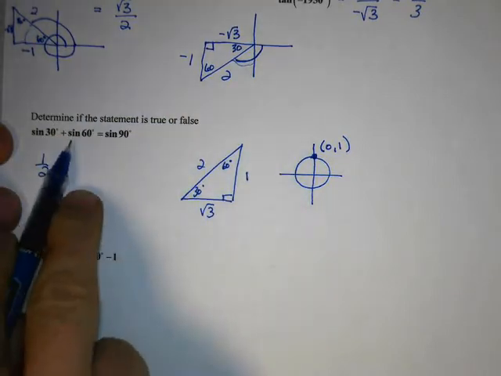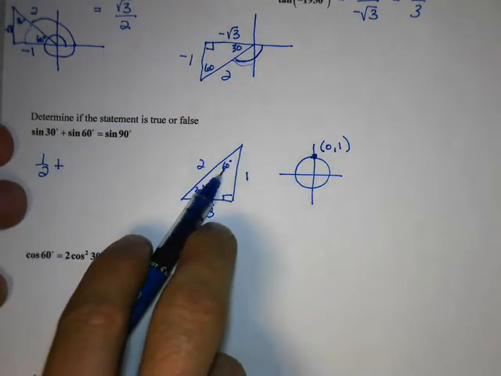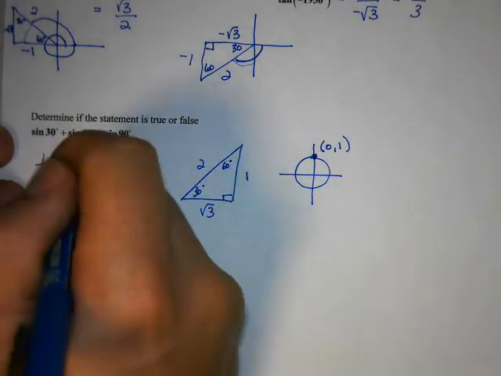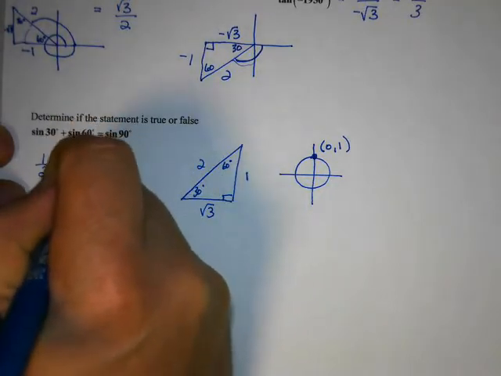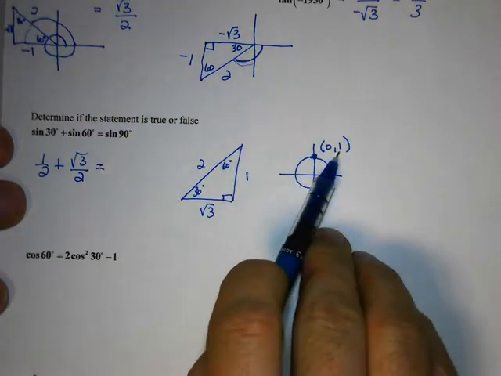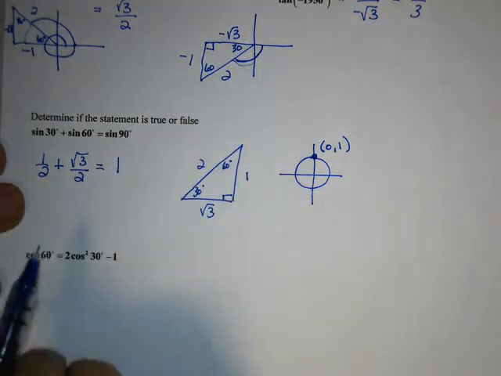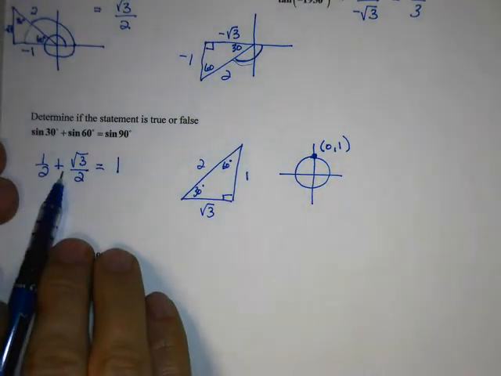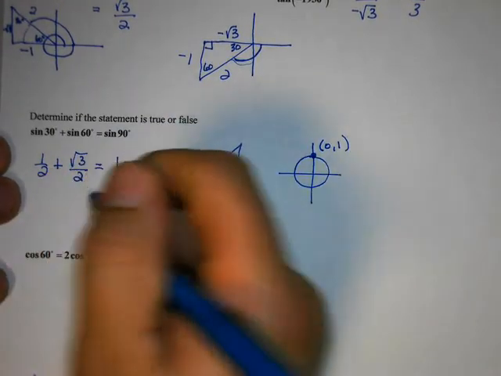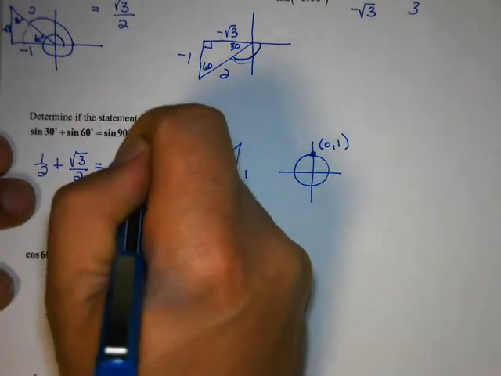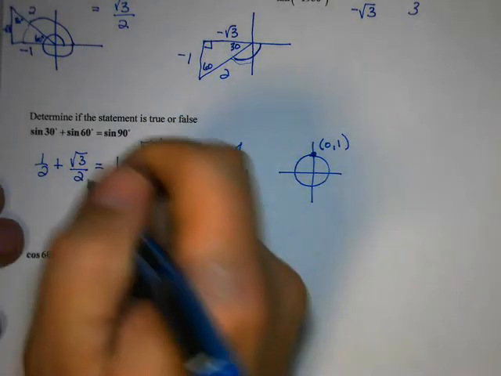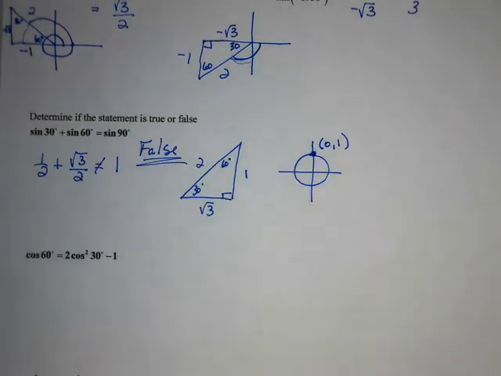plus the sine of 60. So here's 60 now. Opposite over hypotenuse is going to be the square root of 3 over 2. And does that equal, what's the sine of 90? Well, that's going to equal 1. Does 1/2 plus the square root of 3 over 2 equal 1? The answer is no. So this is a false statement. That's not true.